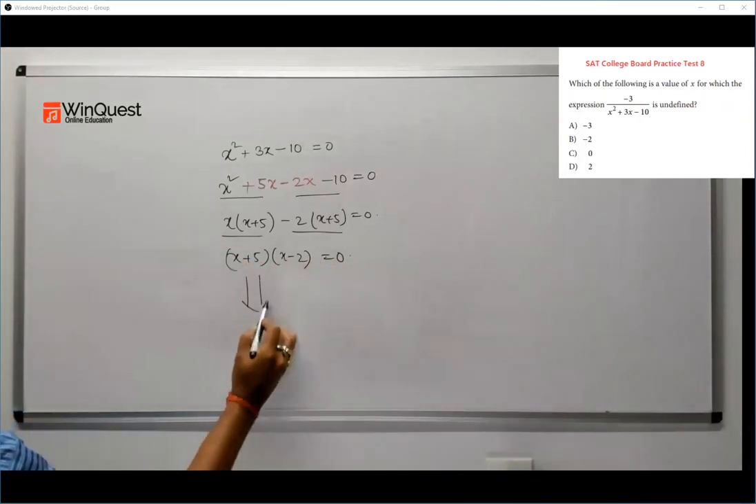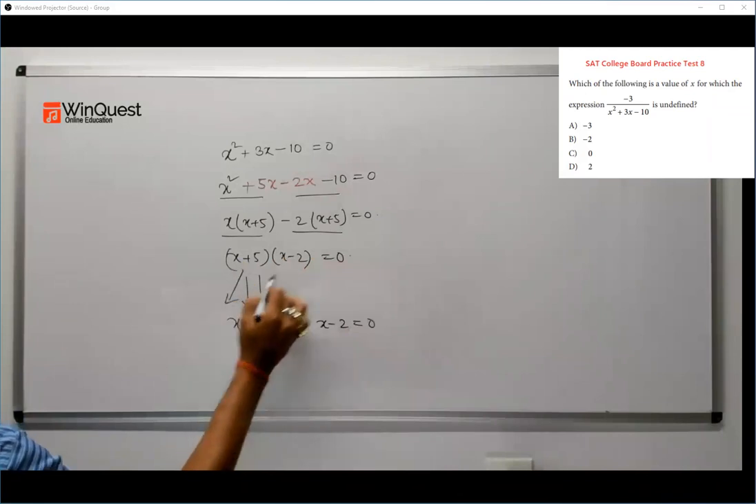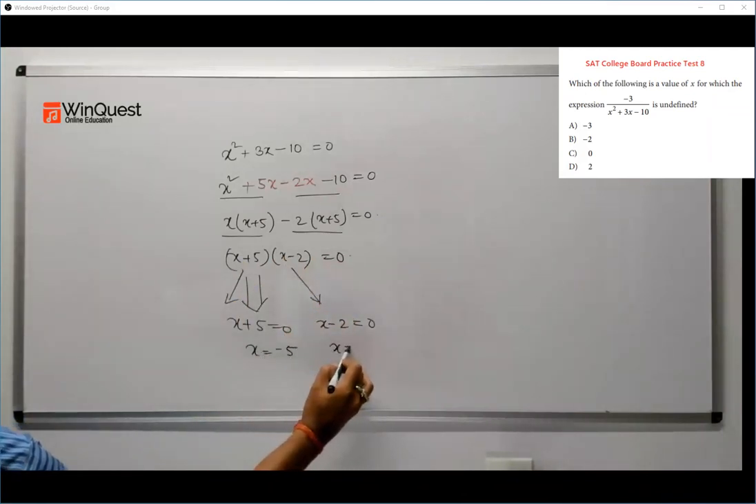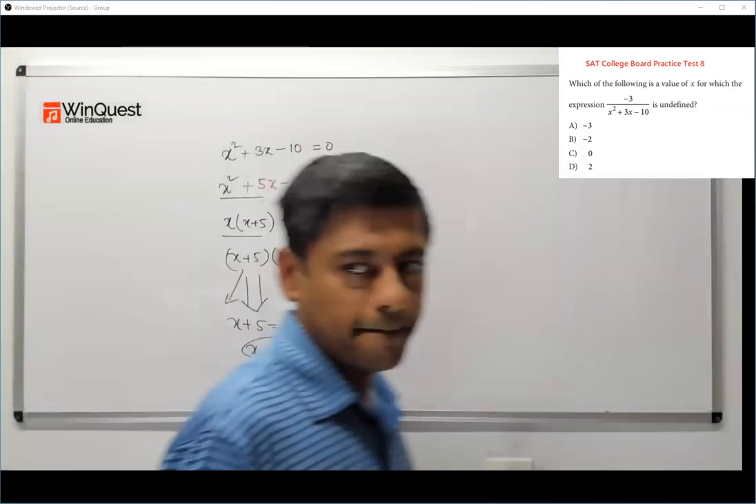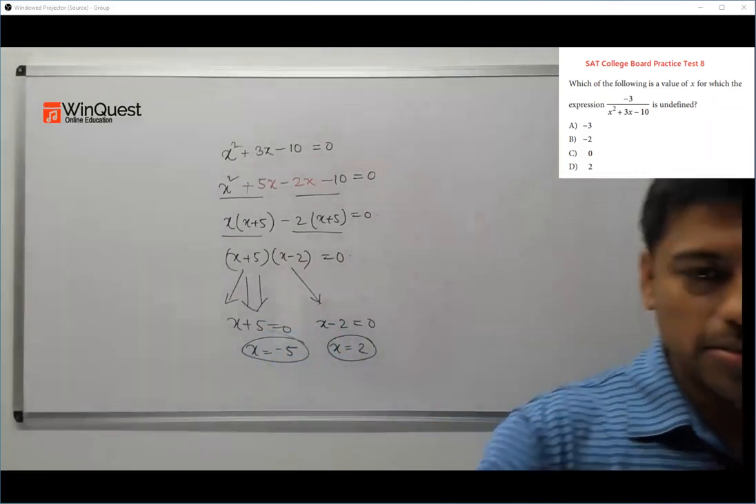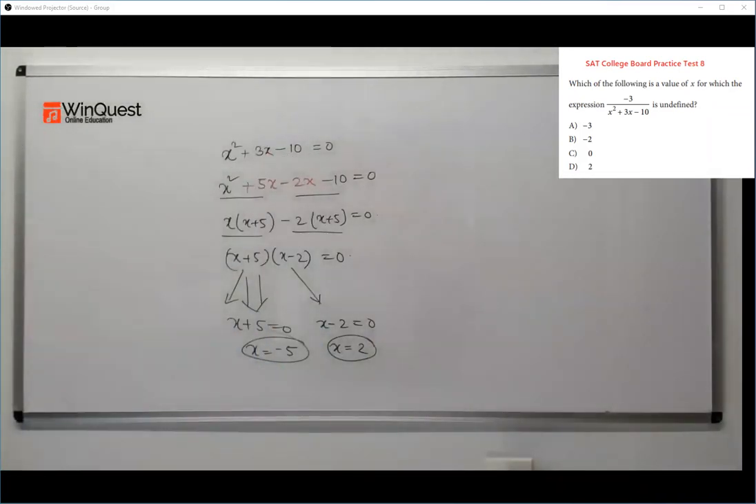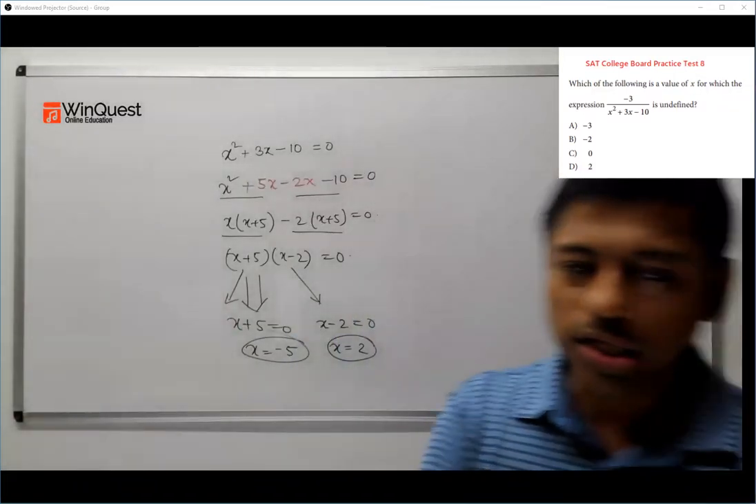I will equate them back. X plus 5 equals 0. And then I will say x minus 2 equals 0. Both of them. One here, one here. This gives me x equals minus 5 and x equals 2. What is the answer? 2. How many of you are clear or not clear?